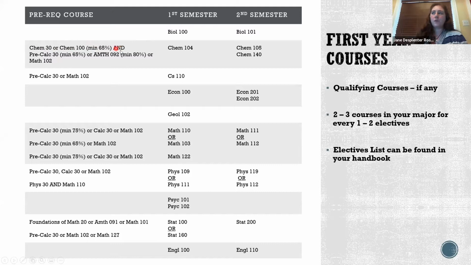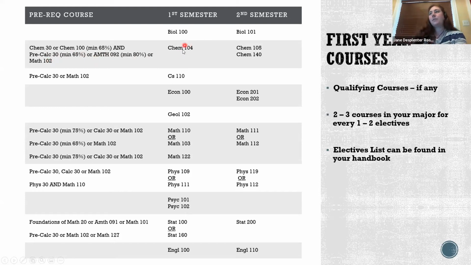However, you also need, so that's this big "and", Pre-Calculus 30 with a minimum 65%. If you didn't get your Pre-Calculus 30 in grade 12, depending on where you are in the math sequence, and I will talk about that in detail in a minute, you need your Adult Math 092 with a minimum 80%, or Math 102. So if you didn't get Pre-Calc 30 in high school, that's okay. We do have options at the University of Regina to fill that gap so that you can meet the prerequisite to take Chem 104 later.